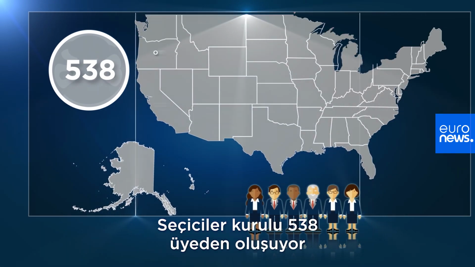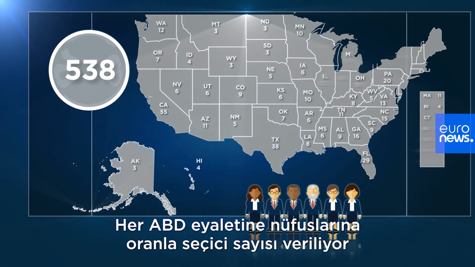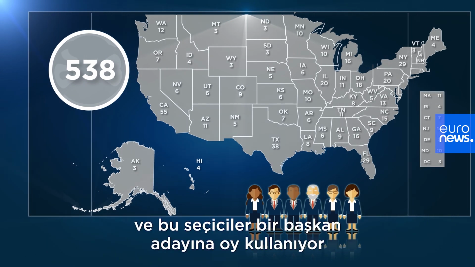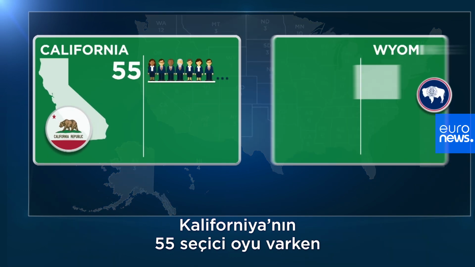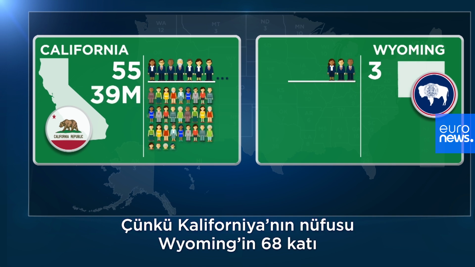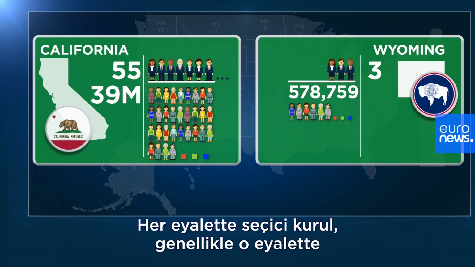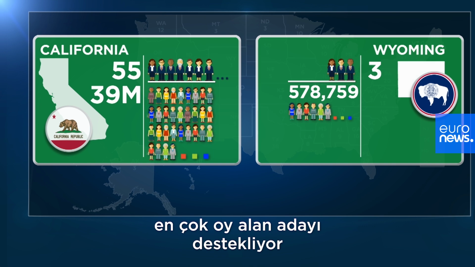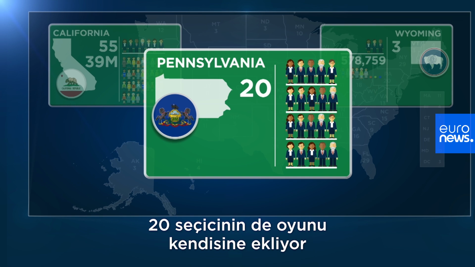The Electoral College is made up of 538 electors. Each U.S. state has a specific number based on its population, and each of those electors votes for a presidential candidate. For instance, California has 55 electoral votes, while Wyoming has 3, even though California has 68 times the population of Wyoming. Each state's electors will typically back whoever wins the most votes in that state. So whoever wins in Pennsylvania gets all 20 of the state's electoral votes to add to his or her tally.